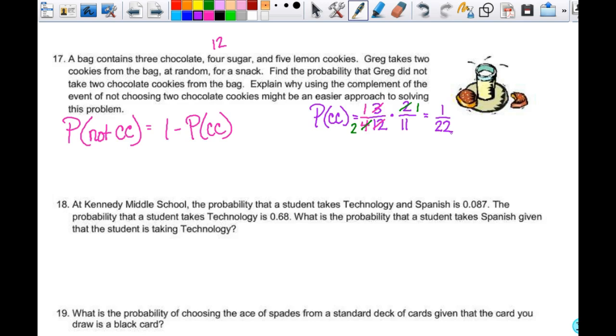So the probability of him not getting that, when I come back over here, is going to be 1 minus 1/22. And that's going to give me the probability of not chocolate chip is 1 minus 1/22, which is 21/22.